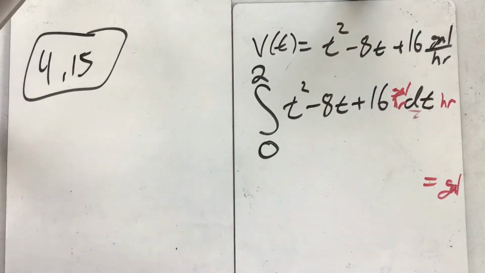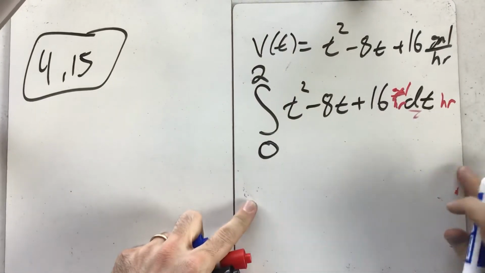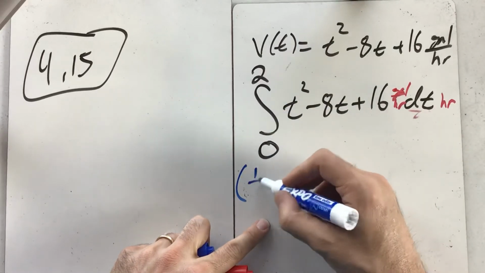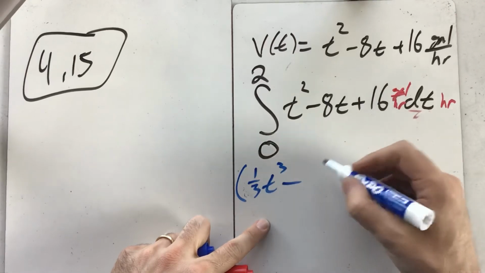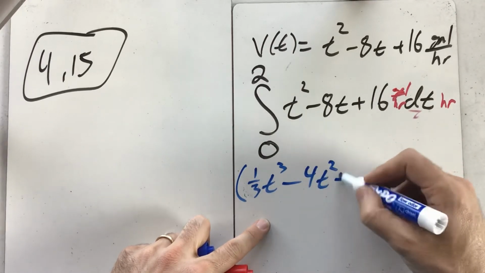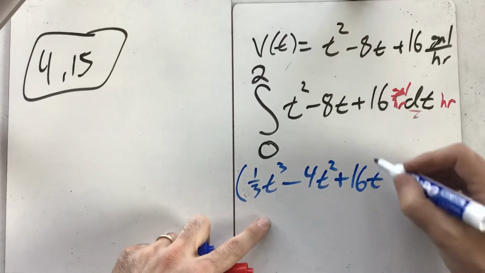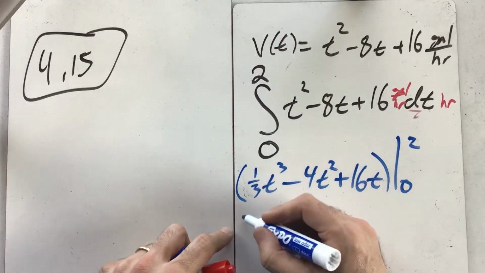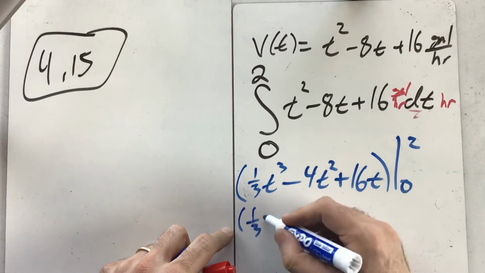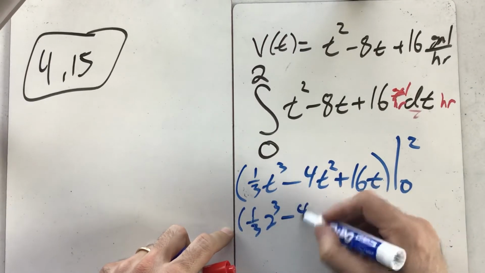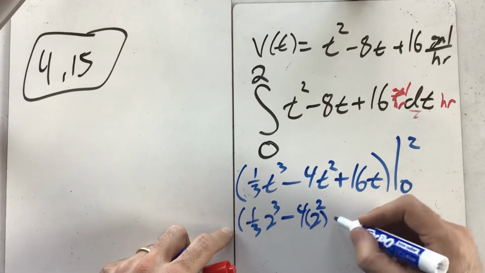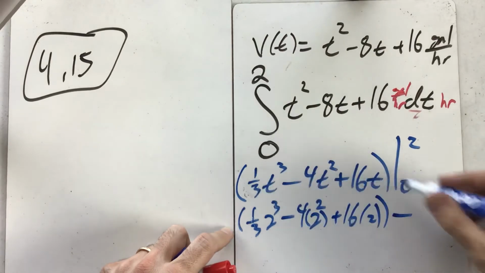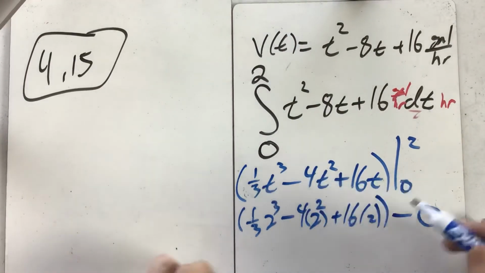Okay, so what is this? We can do this. We just take our antiderivative, and our antiderivative is 1/3 t cubed minus 4t squared plus 16t. Hopefully you're getting good at this. Evaluated from 0 to 2. I'll put 2 in here and 0 in here. 1/3 times 2 cubed minus 4 times 2 squared plus 16 times 2 minus, and notice when I put 0 in here, I'm just going to put a big 0 because I can see it's 0, 0, and 0.